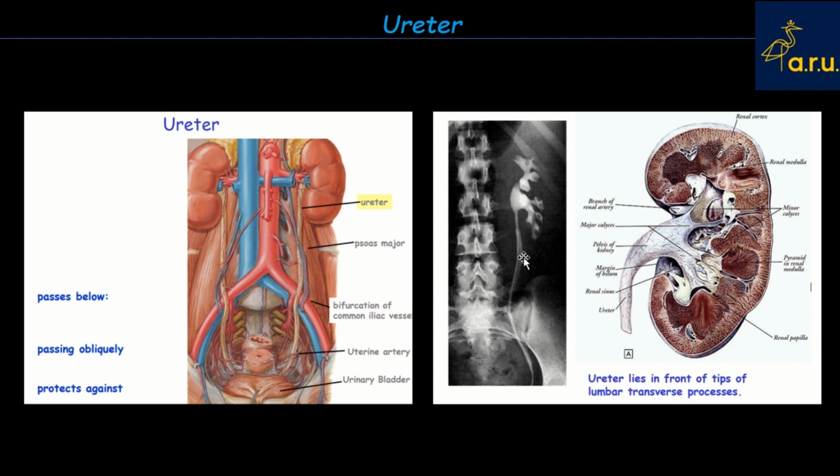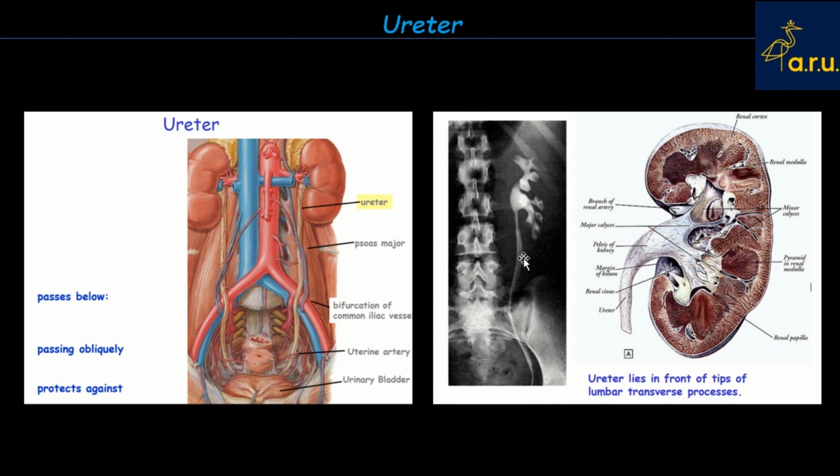Now, as the ureter descends on the psoas major, we can see that trajectory of the ureter nicely on the radiograph. You can see the minor calyces combining to form major calyces, and the major calyces combine to form this renal pelvis, and then the pelvis constricts and continues down as the ureter. You can see the ureter related anteriorly to the transverse processes of these lumbar vertebrae. So that's an important relation to know.